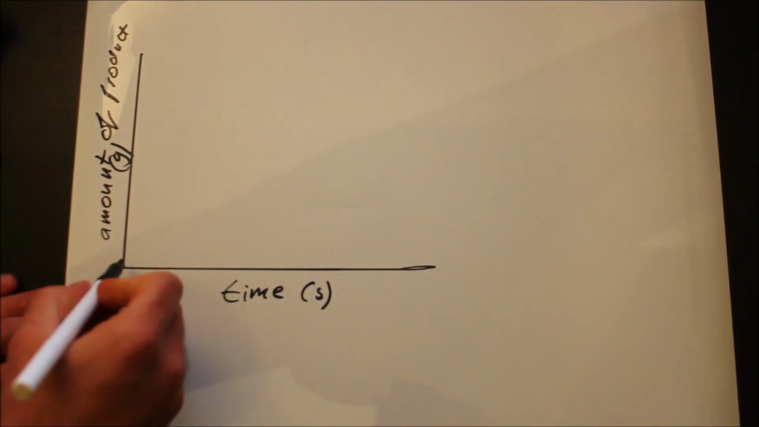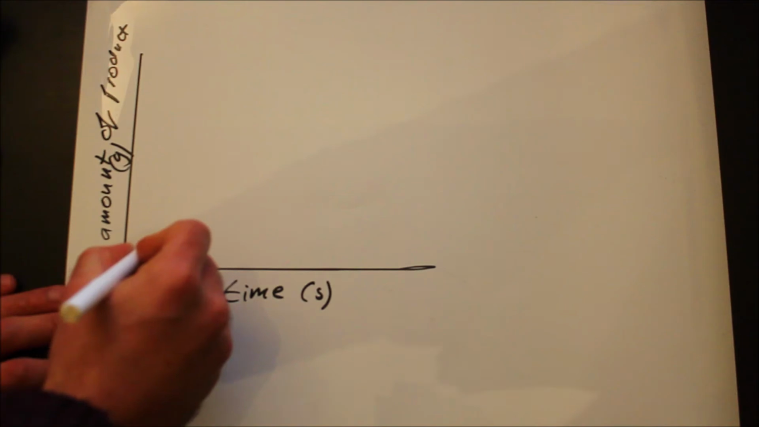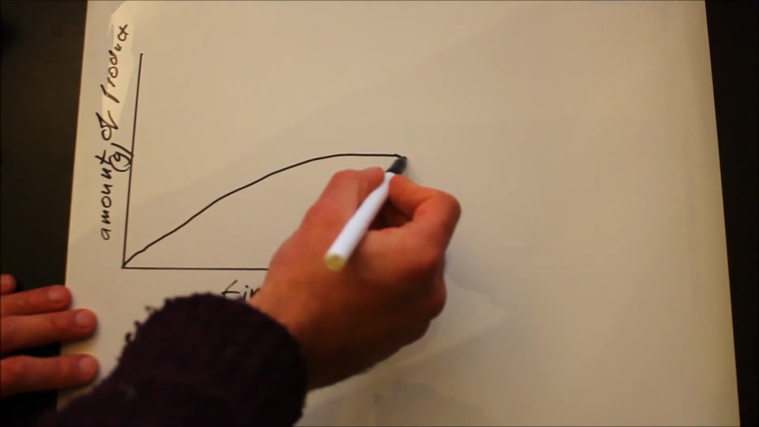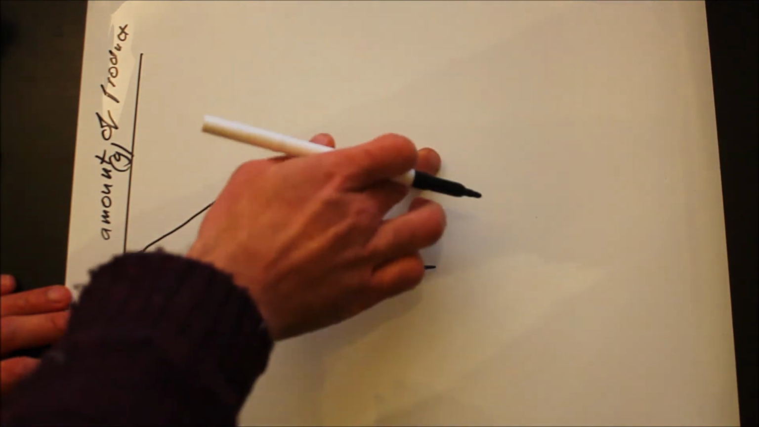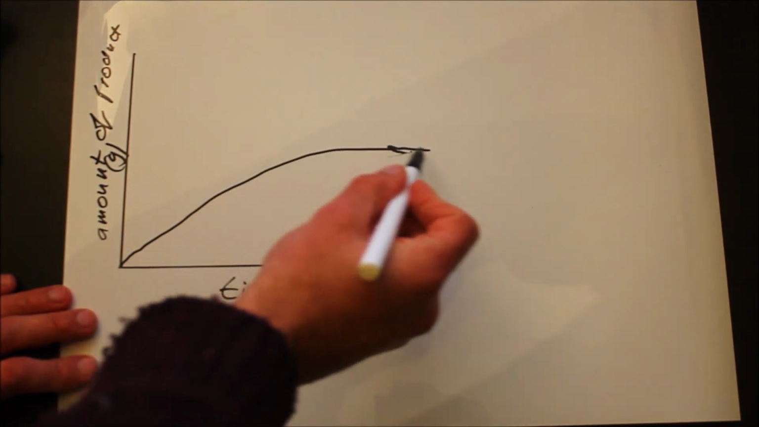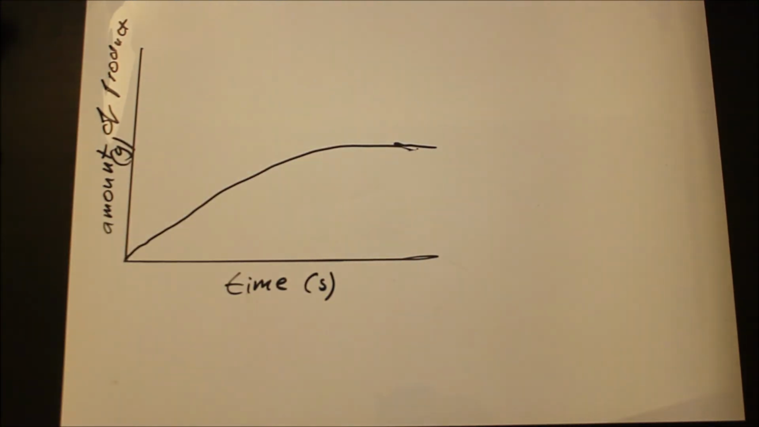Now, you may get, for example, in your reaction, the reaction progressing like that. So you'd be able to say, for example, that the reaction starts off, it increases at a steady pace before it slows down and then levels off, the reaction stops. And we'll look at the reason why that is in a future video.